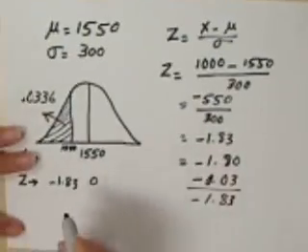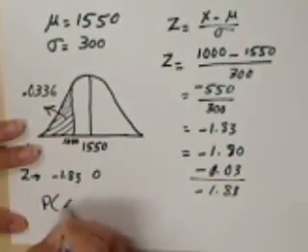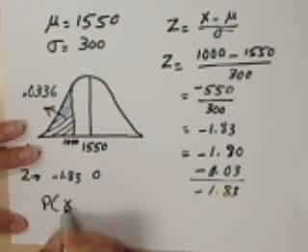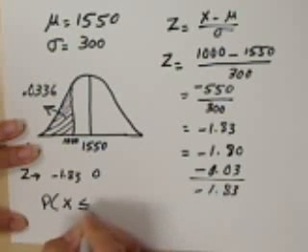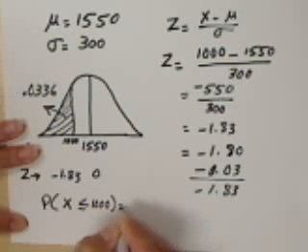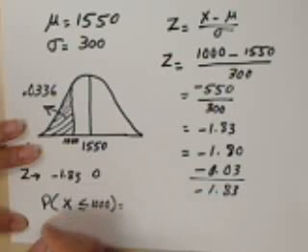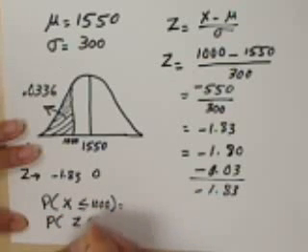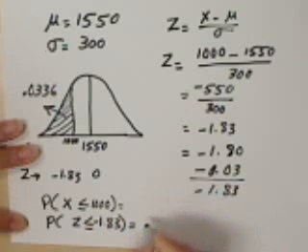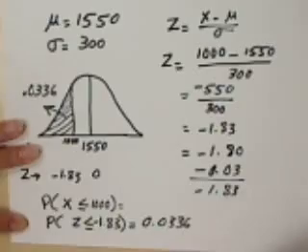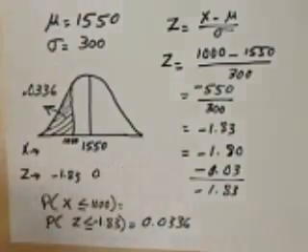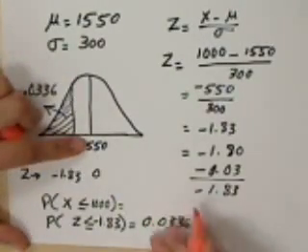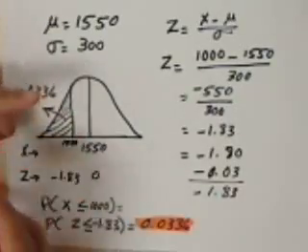Therefore, the answer to our question is the probability that x, the number of fatalities, would be less than or equal to 1,000 is equal to the probability that z would be less than or equal to negative 1.83, and that answer would be 0.0336. And I will highlight that for you, and that's the answer to this question.